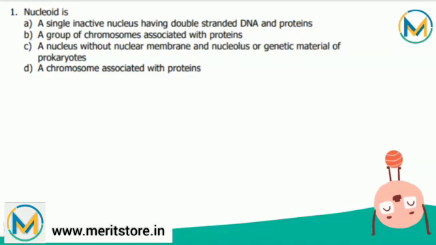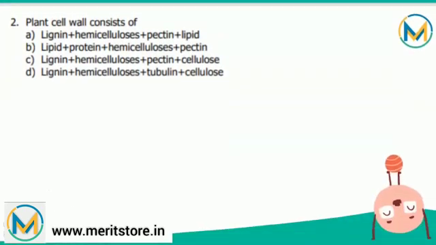So here, among the given options, the correct answer is option C, which says a nucleus without nuclear membrane and nucleolus, or the genetic material of prokaryotes. So the correct answer for this question is option C. Looking towards the next question.